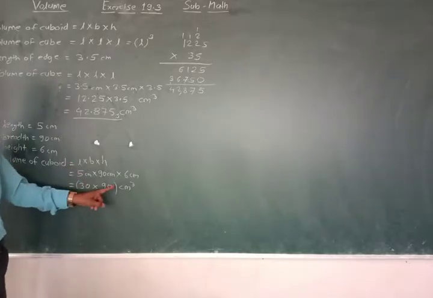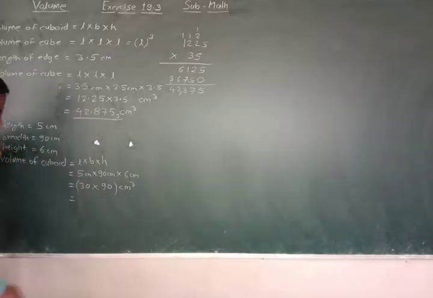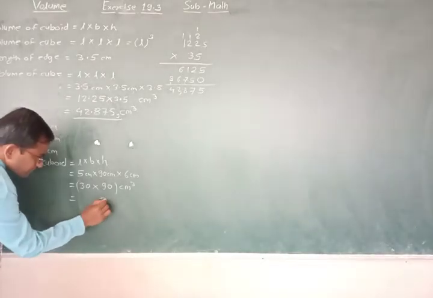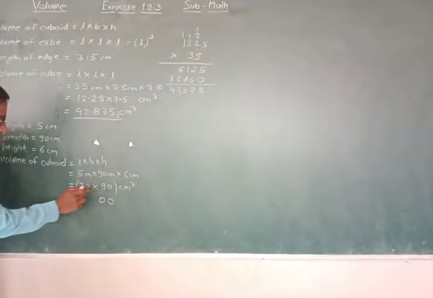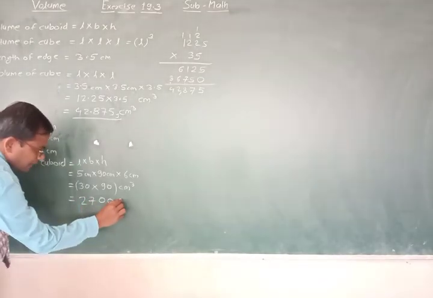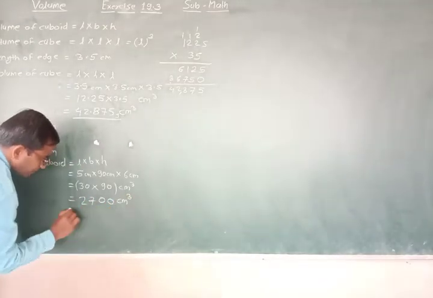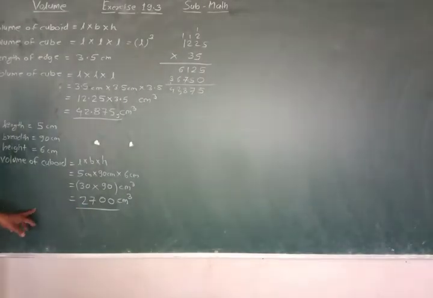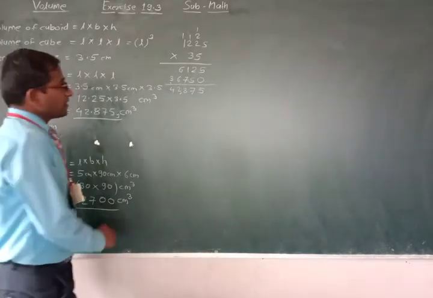Here in the unit place how many 0s? 2 0s. Here 1 0, also here 1 0. So first write 2 0s. And 9 3s are 27. So 2700 centimeter cube. This is the volume of cuboid. Understood everyone? How to find volume of cube or volume of cuboid? Understood everyone? Okay. See here in the next.